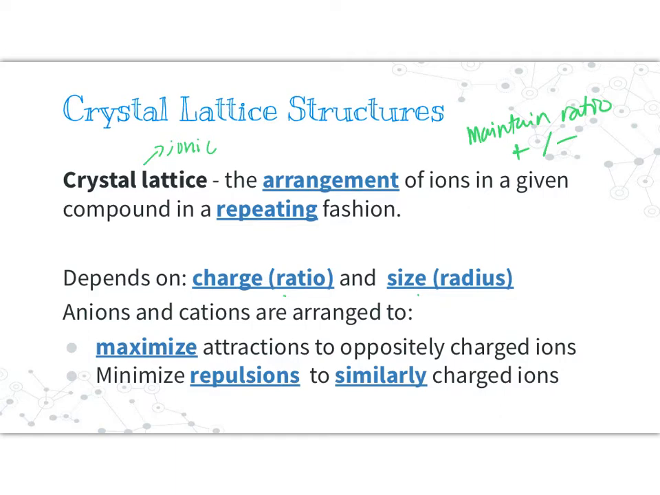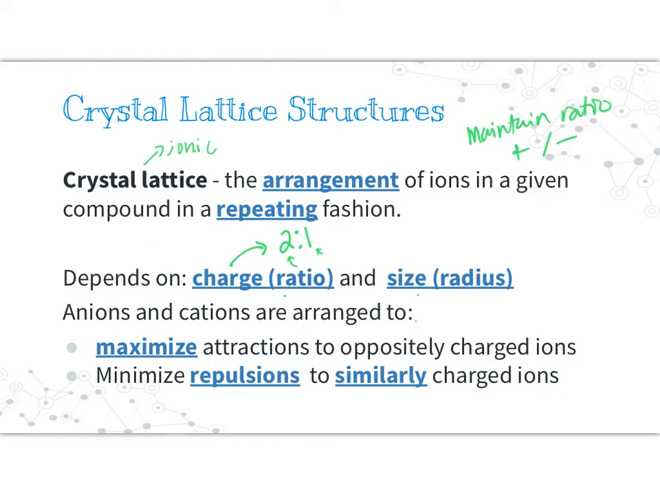So anions and cations are arranged in this crystal lattice to maximize attractions to oppositely charged ions and minimize repulsions to similarly charged ions. Okay, so again, let's double back to what these can change. So charge, if I have a 2-to-1 ratio, I'm going to have to fit in twice as many positives as negatives.